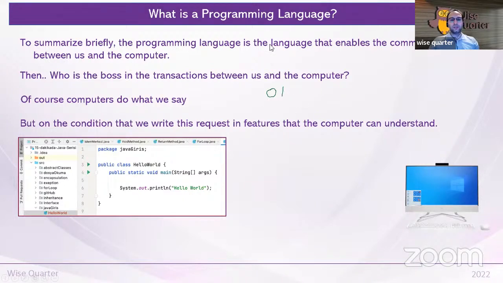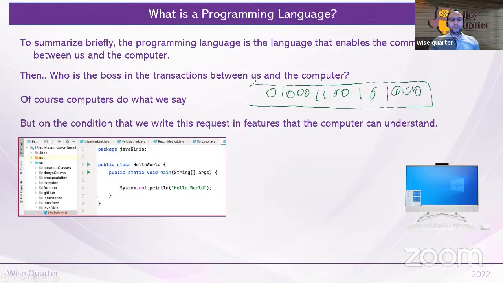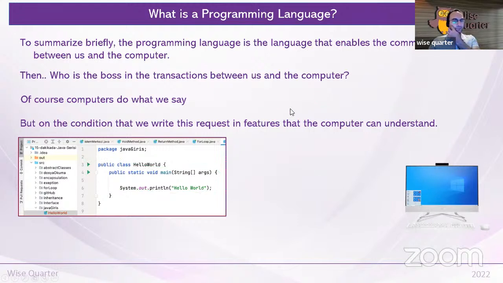So how does it happen? We will write a code like this, and the computer cannot understand it. The computer can only understand numbers. Every number means something for computers. The oldest computers were built like this, and we are still using the same design. Binary code. And we are going to write a code like this to do something, but somehow the computer will be able to understand us.